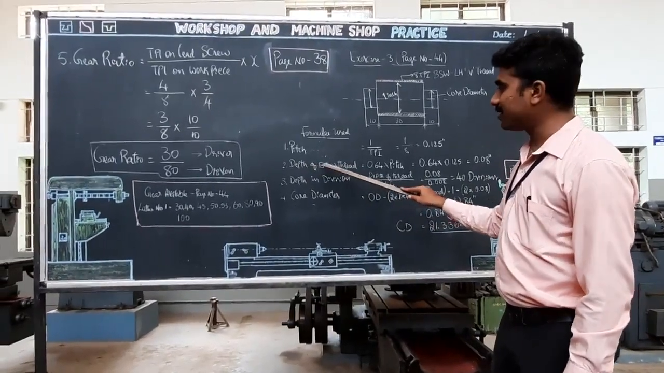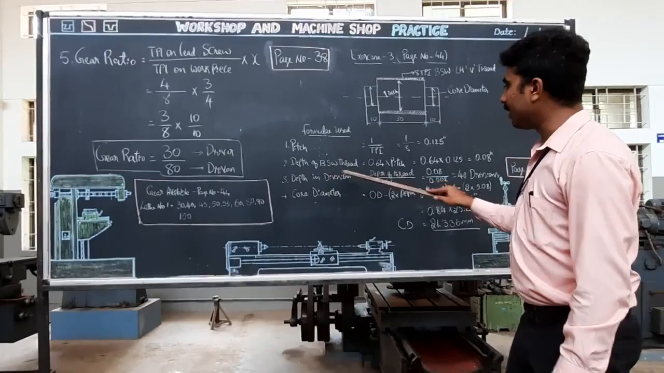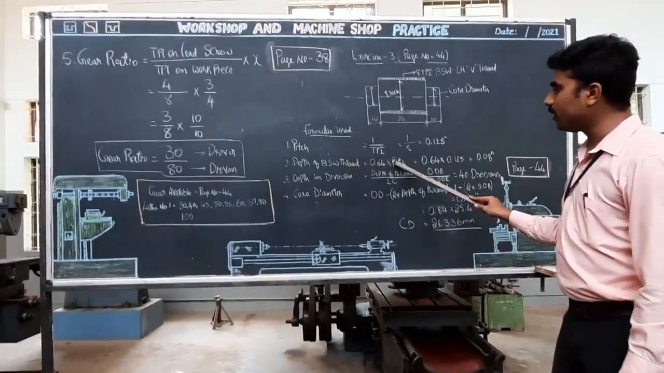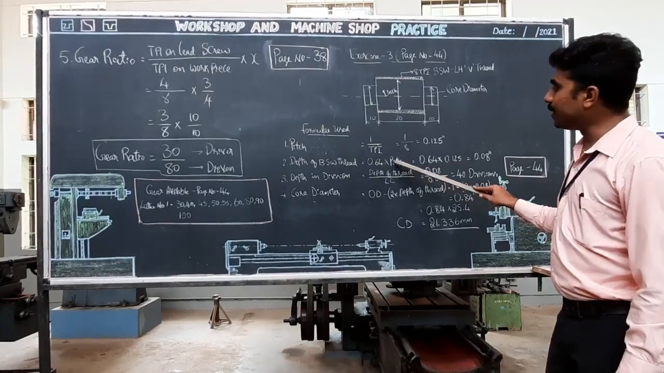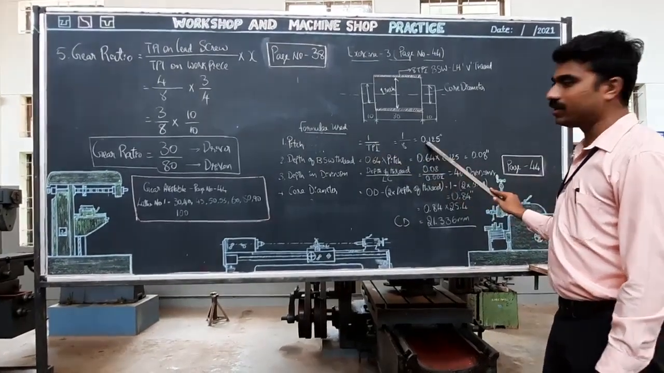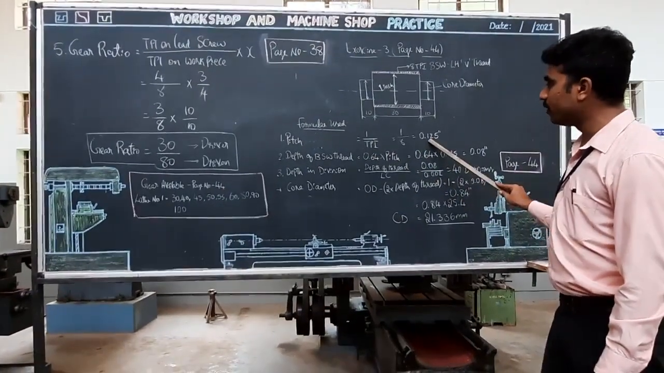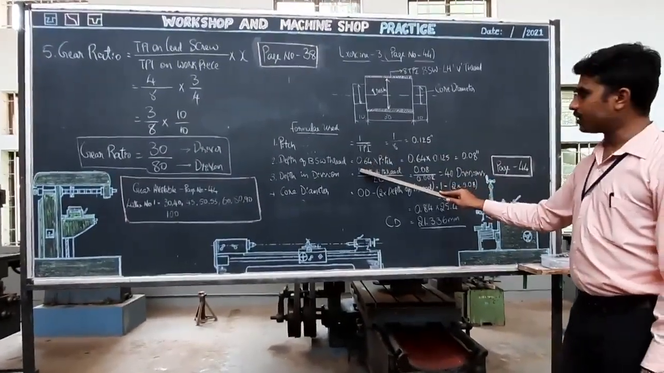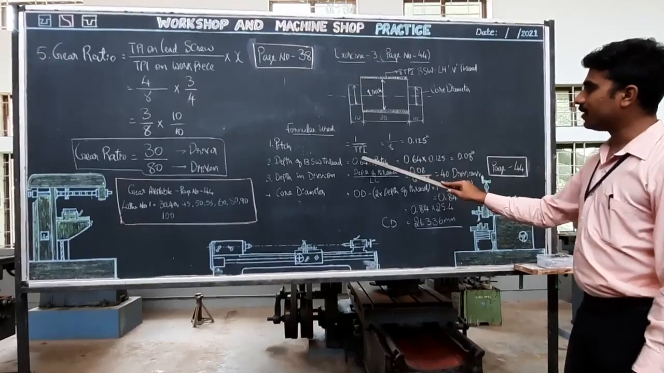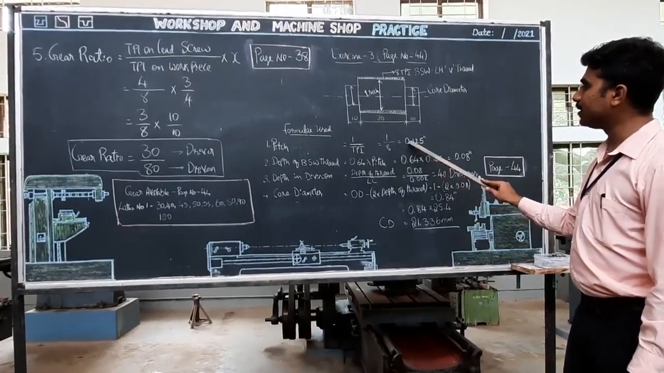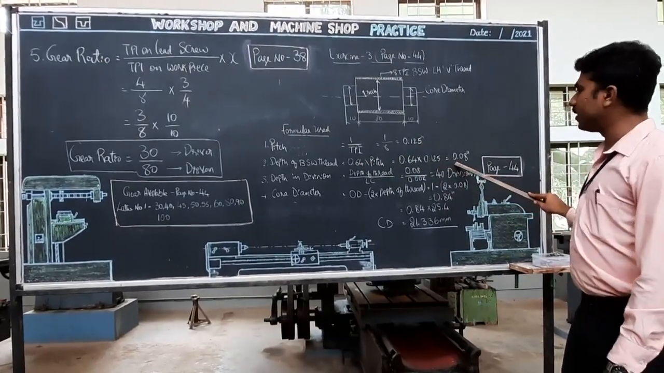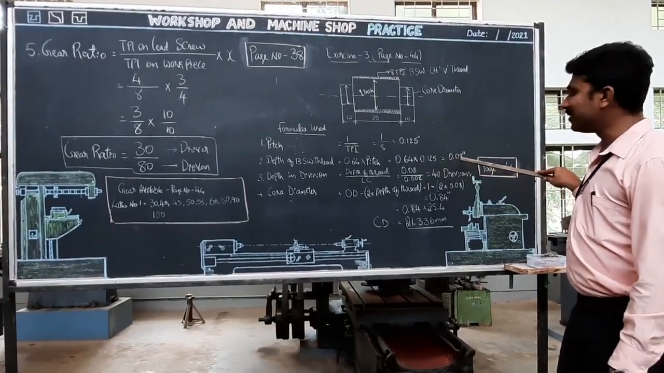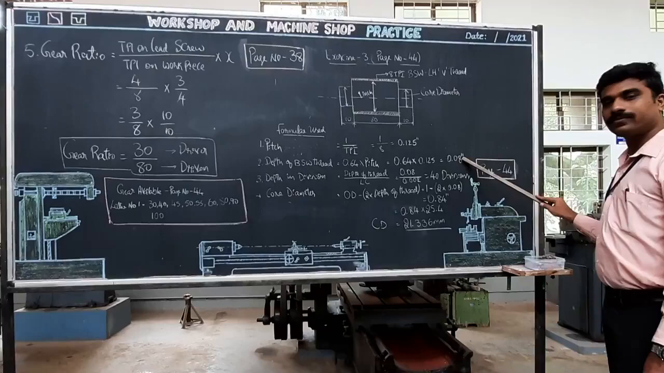The second one is you have to calculate the depth of the BSW thread, that is British Standard Whitworth thread. To calculate that, the equation is 0.64 into pitch. Pitch we have just calculated as 0.125. So multiply 0.125 into 0.64, and you will get 0.008. Again, that is in inch. I have mentioned it here.